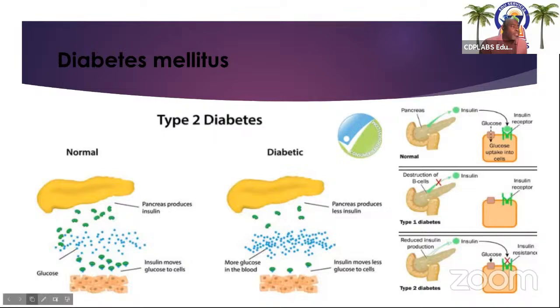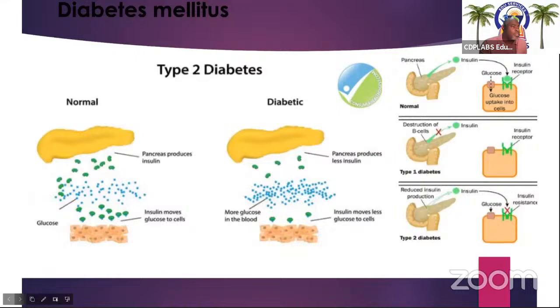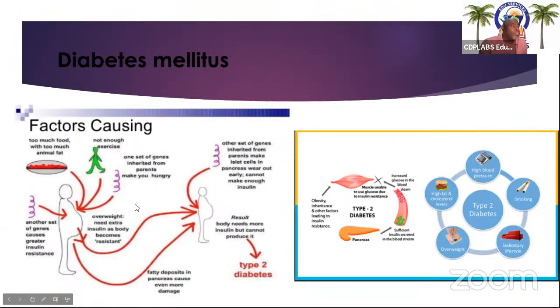All right, so let's continue. So we'll look at the factors now causing diabetes mellitus. Factors causing it. So one, too much food with too much animal fat. That's not good for you. We need to reduce that. Not enough exercise, as I just said to you, inactivity.